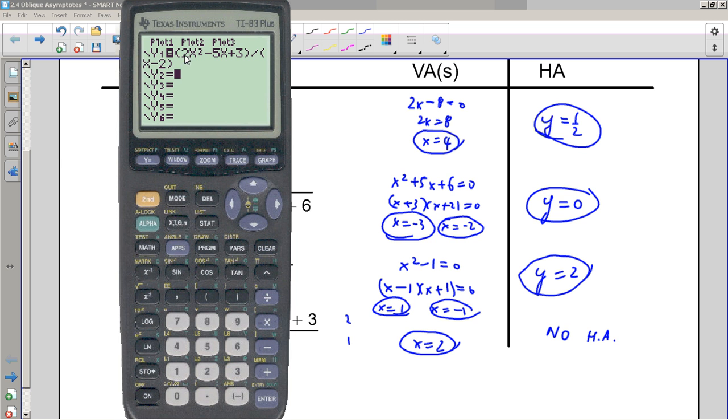On the graphing calculator, there's the exact function, and I'm going to go zoom standard, zoom 6, and we get the vertical asymptote at 2, and we can see that there's no horizontal asymptote, that it goes off to positive and negative infinity on the left and the right of the graph. But something's going on there. It looks pretty straight.